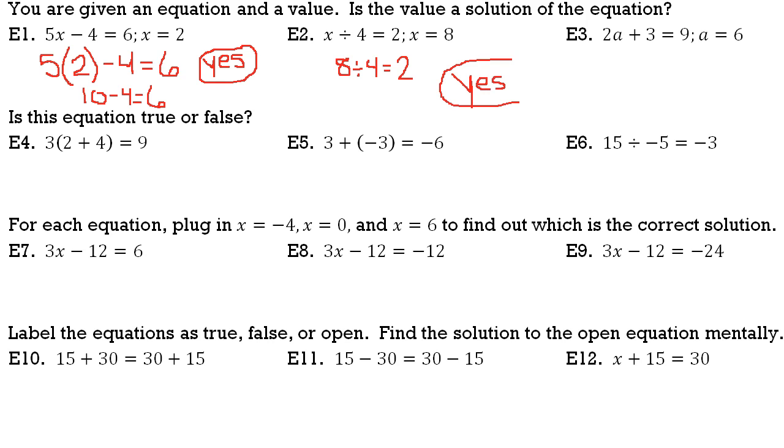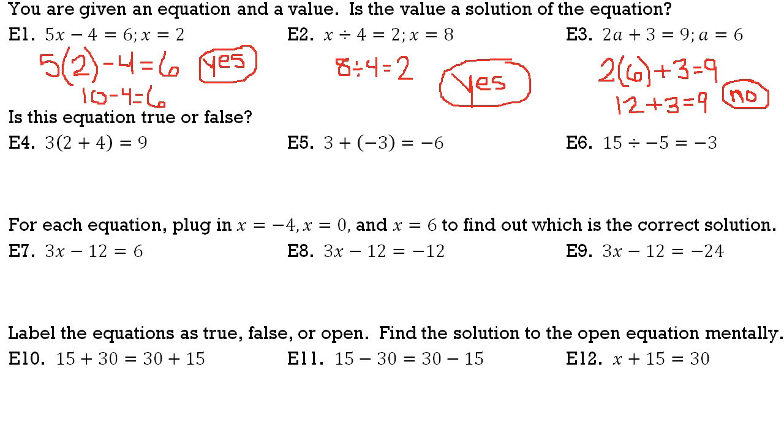All right, example number 3. You're plugging in 6 into the a spot. So you've got 2 times 6 plus 3 equals 9. You could probably work that out in your head. 2 times 6 is 12. 12 plus 3 equals 9, or actually it doesn't. If it was minus, it would have worked. But in this case, 12 plus 3 equals 9. That is not true.